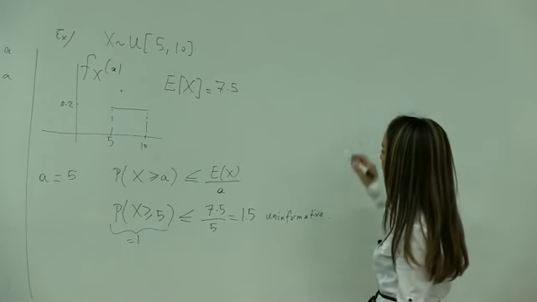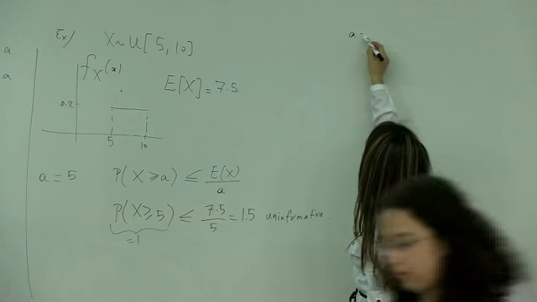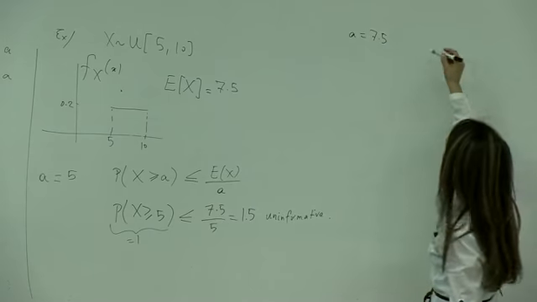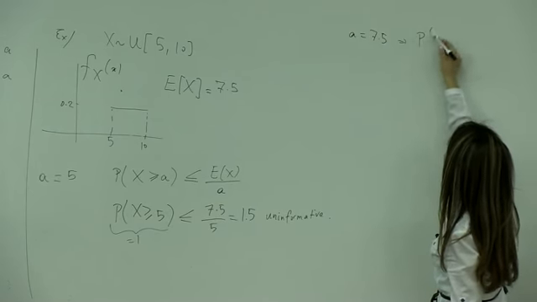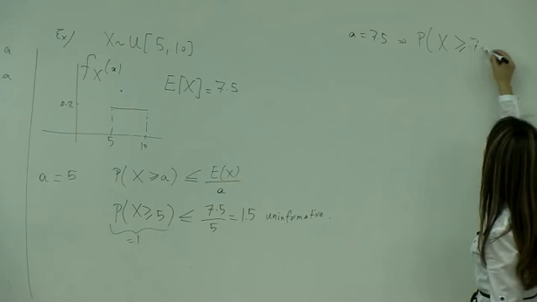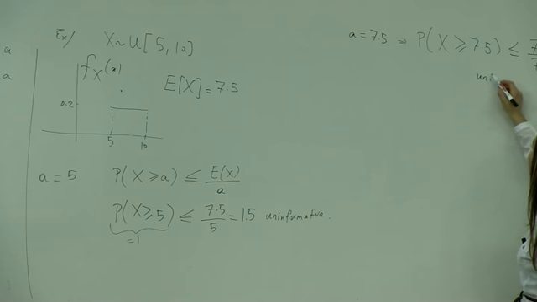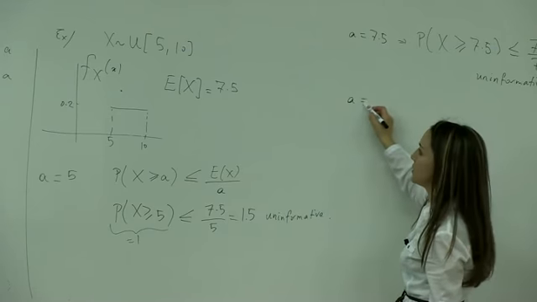Okay. Now, how about, let's try a equals 7.5, exactly the mean. What does that give us? The probability that x is bigger than or equal to 7.5 is less than or equal to 7.5 over 7.5, which is 1. Again, it's not telling us anything because we already know that probabilities are upper bounded by 1. Again, this is uninformative in this case. Let's try something else. Let's try, for example, a equals 9.